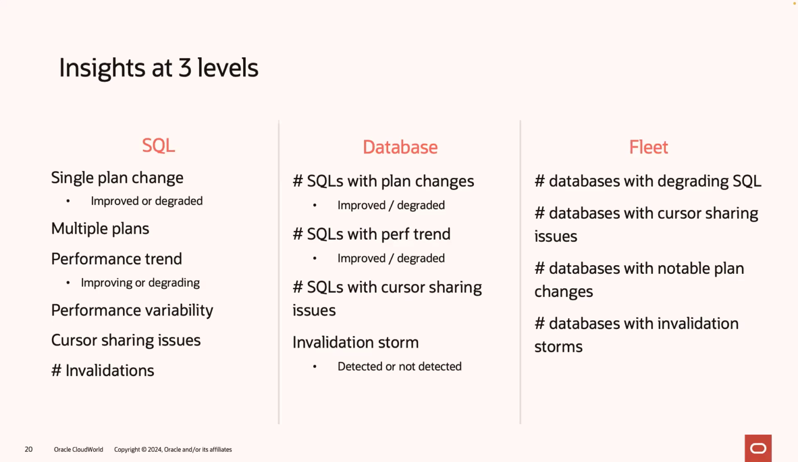And then basically these things get rolled up. So the SQL level is really where most of the insights start, and then they roll up to the database level and to the fleet level. At the database level, we ask how many SQLs had plan changes in the database, and how many SQLs had performance trends, either positive or negative? How many SQLs had cursor sharing issues? And then the one database level insight that we do is we look for an invalidation storm, which, what do I mean by that?